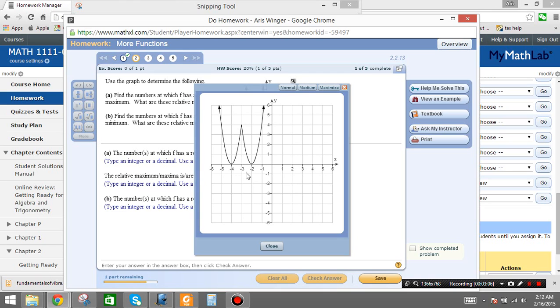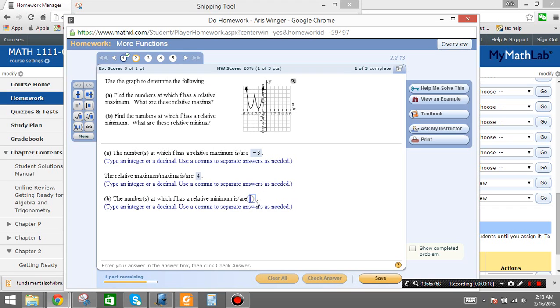Relative minimums, you could tell that they're here. It looks like there's one at negative 4 and negative 2. Those are like little valleys. So you're looking for the valleys, negative 4 and negative 2. I'll separate them with a comma, negative 4, comma, negative 2.